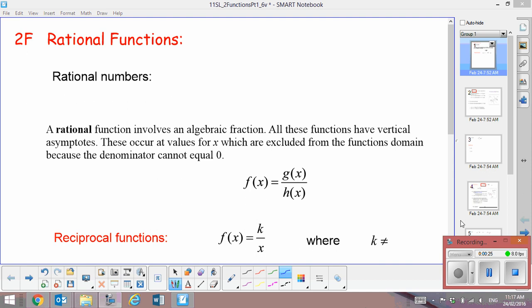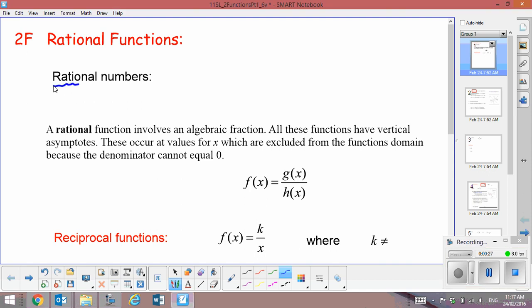The word rational comes from the word ratio. So a rational number is any number that can be written as a ratio of two integers. In other words, any fraction, a half, 23 over 74, any of those are rational numbers. That means, of course, any decimal, like 2.5, can be written as a rational number.